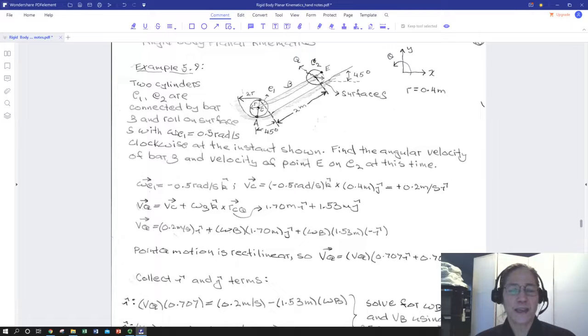And we know the angular velocity of our bottom cylinder, 0.5 radians per second. We've defined our coordinate system, so counterclockwise is positive rotation. Basically the bottom cylinder C1 is rotating counterclockwise at the instant shown. And somebody wants to know the angular velocity of the bar and the velocity of point E over here on the edge of the rolling cylinder C2 at the time shown.